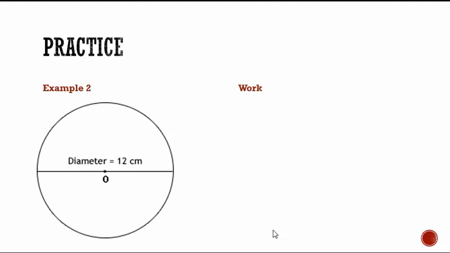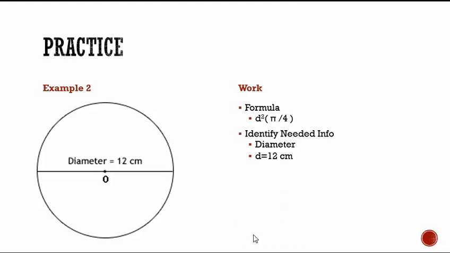So here we are, just one more time, let's try it. Diameter equals 12 centimeters. So I'm given a circle with the diameter 12 centimeters. Got my formula, got my needed information, plug it in. 12 squared times pi fourths. 12 squared is 144. Multiply that by pi divided by 4. I'm going to get 183.35 centimeters squared.